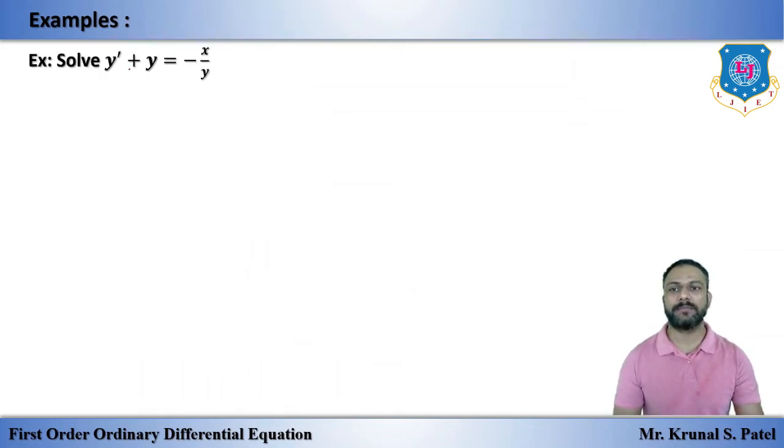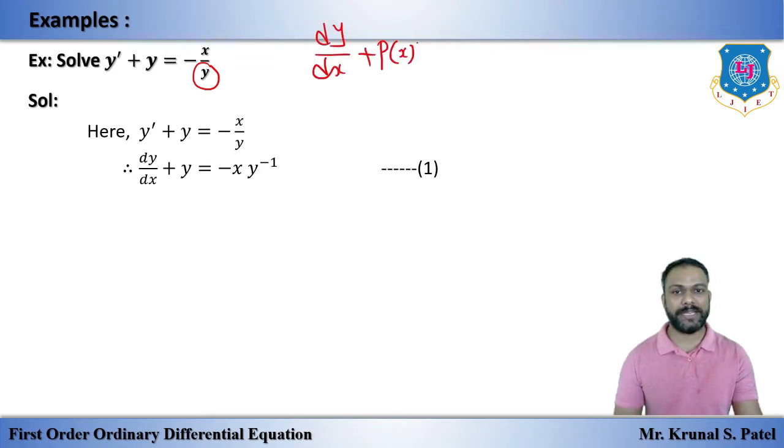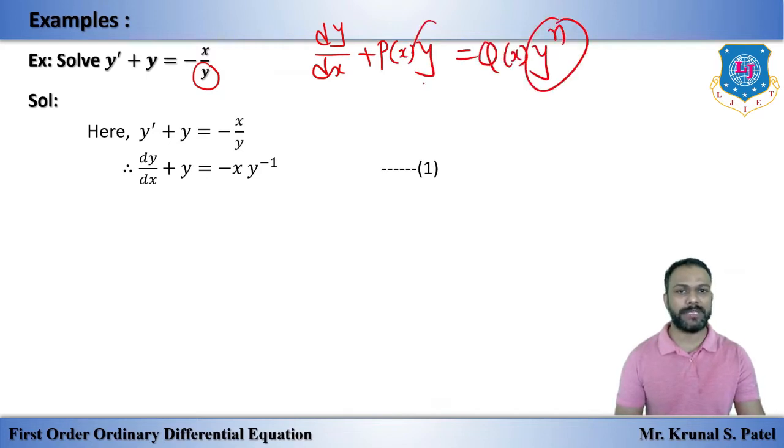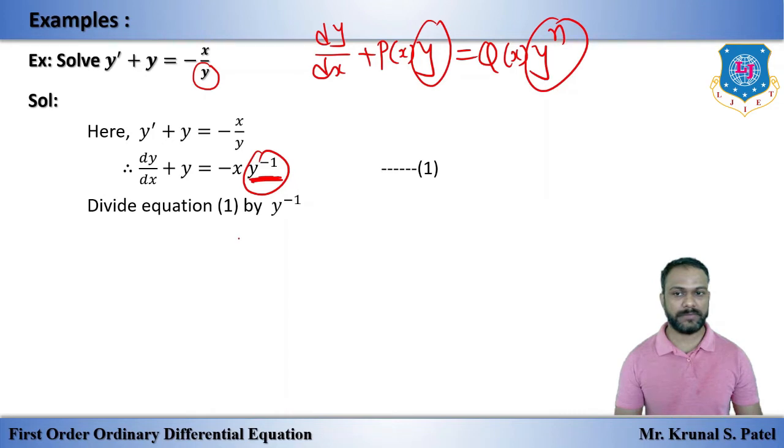In the same way we will use this method in an example. We have y dash plus y is equal to minus x by y. Y dash is dy by dx. If we take this y to the numerator, it is y raised to minus 1, so as I told, dy by dx plus p of x into y is equal to q of x into y raised to n, an awkward power. Awkward means other than 1 power, and y raised to minus 1 is other than 1. So we will divide equation number 1 by y raised to minus 1. So 1 upon y raised to minus 1 becomes y, and this is y square, and this is simple.